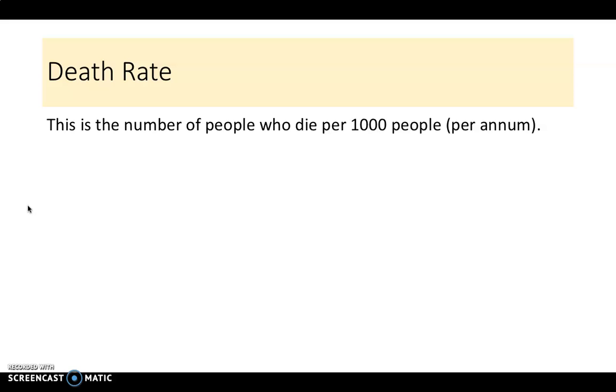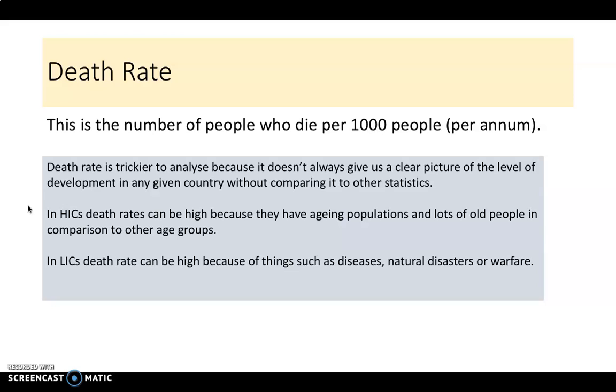The next one we're going to look at is death rate. Now, death rate is much more complex. It's not as straightforward as birth rate. It's simple in terms of what it is, so it's the number of people who die per 1,000 people. However, it's much trickier to analyse because it doesn't always give us a clear picture of the level of development in any country without using other statistics as well to help us.